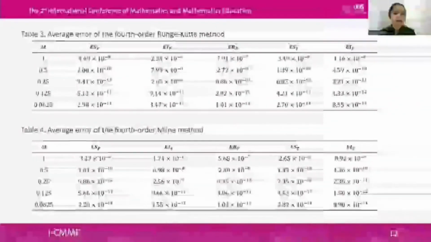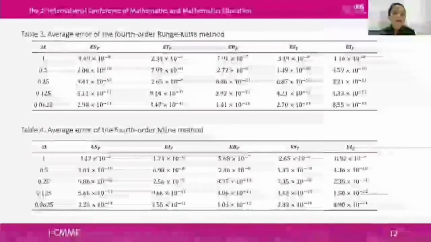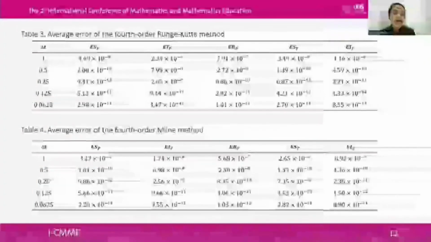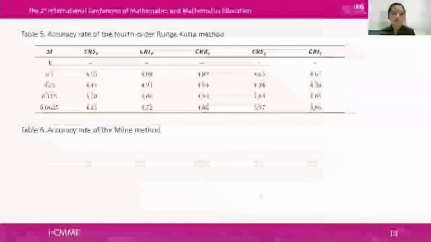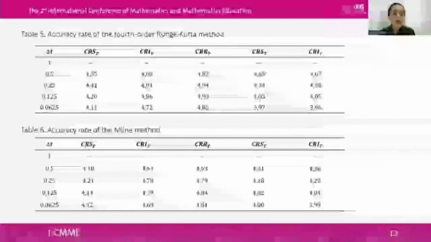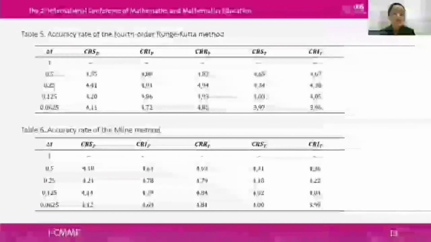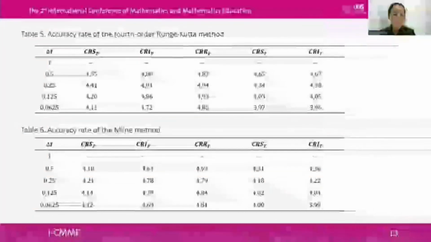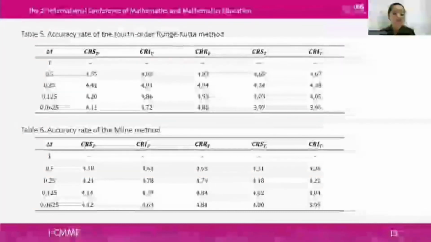The following is a comparison of the average error value between the fourth-order Runge-Kutta and the Milne methods. It can be seen that the average error of the fourth-order Runge-Kutta method is smaller than the average error of the Milne method. The following is a comparison of the degree of accuracy between the two methods. It can be seen that the accuracy rate of the fourth-order Runge-Kutta method equals the accuracy rate of the Milne method.